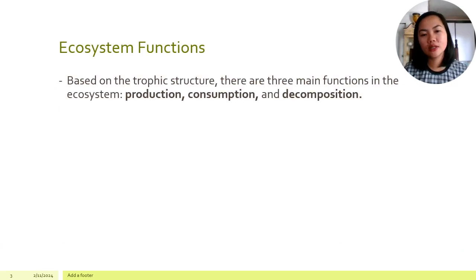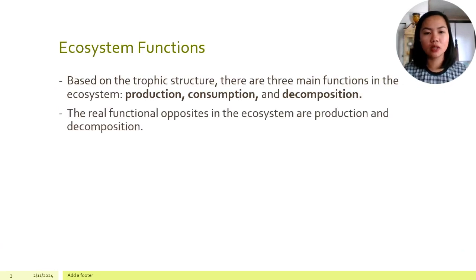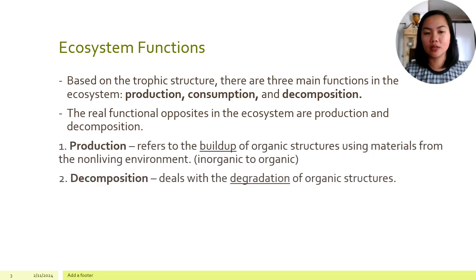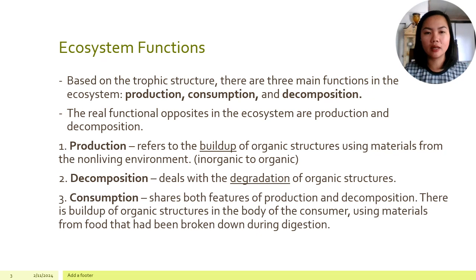So the ecosystem function is based on the trophic structure. There are three main functions in the ecosystem: the production, consumption, and decomposition. Now, the real functional opposites in the ecosystem are production and decomposition. So why are they called the functional opposites? It's mainly because their functions are somewhat opposite, or kabaliktaran, no, with each other.